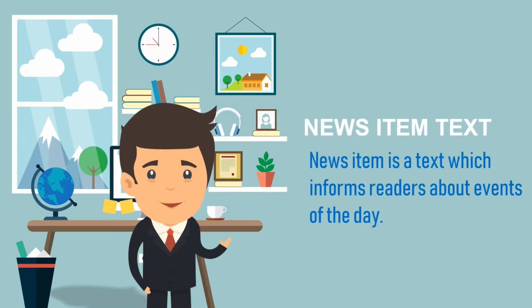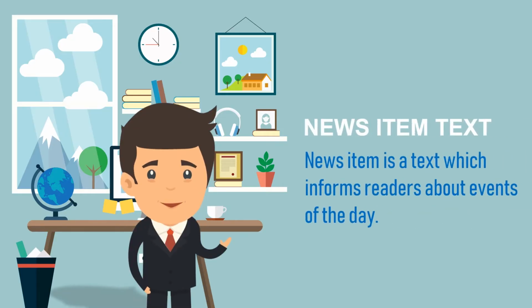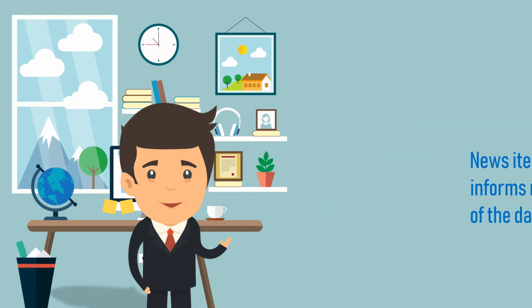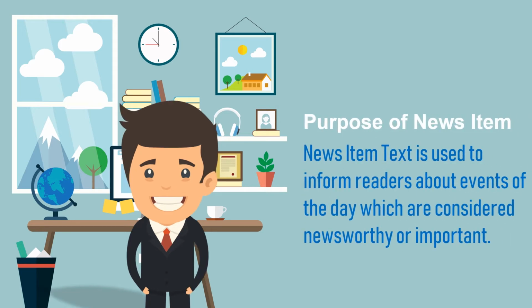Let us start from the definition of news item. News item has its social function to inform readers, listeners, or viewers about events of the day which are considered important and interesting. It means if there is an important event that should be known by many people, then this event deserves news. Well, the news text is called the news item text. However, if there are events that people do not deserve, then they are definitely not worth being news.